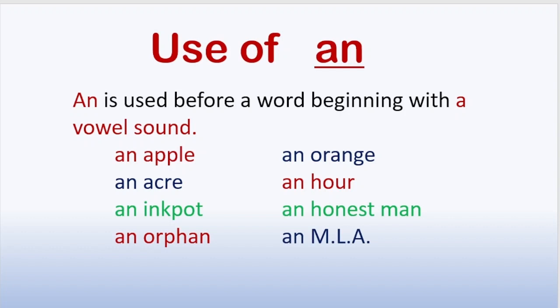Then you see it has been written an hour. An hour, H-O-U-R. The word has been written from a consonant letter H. But the sound is silent here. An honest man. Similarly, an MLA. An hour, an honest man, an MLA. These words begin with a vowel sound. That's why an is used before them.